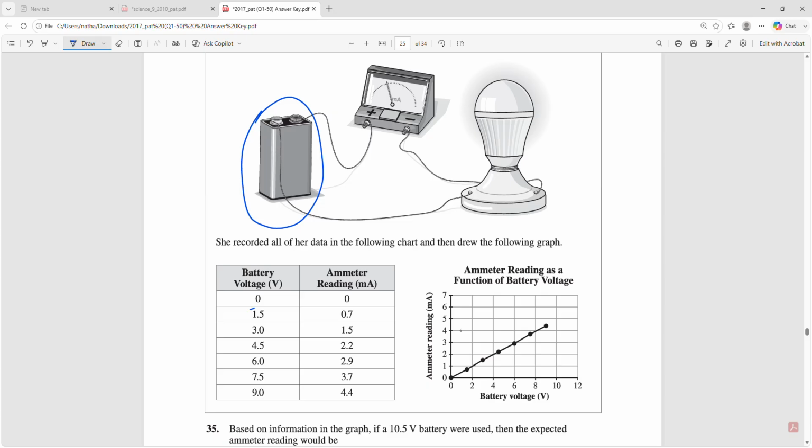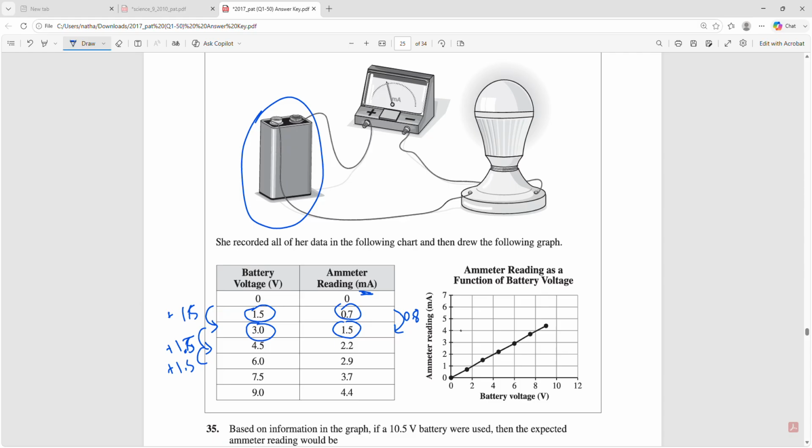First, she had a 1.5 volt and measured 0.7 milliamps of current. And then she put a 3 volt battery and measured 1.5 milliamps, and so on. And if we pay attention, we can see that each time she's replacing it with a battery that is 1.5 volts more than what it was previously. So each time we're changing by the same amount, right? By 1.5, by 1.5 more, plus 1.5 again, and so on. And each time here, we are changing by about how much?